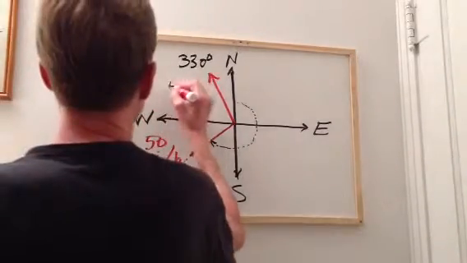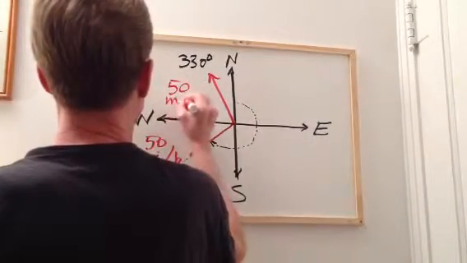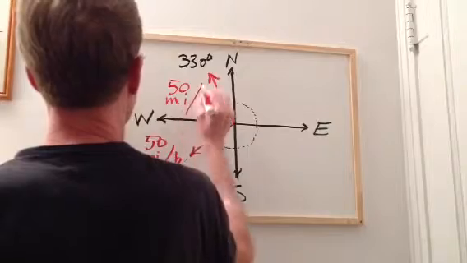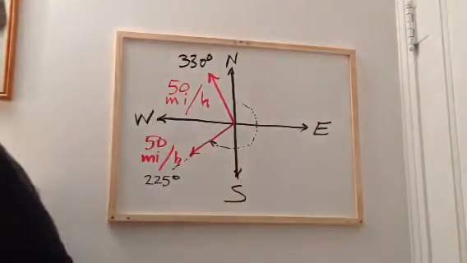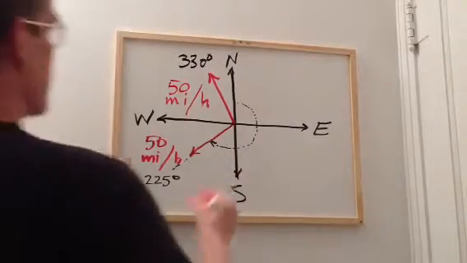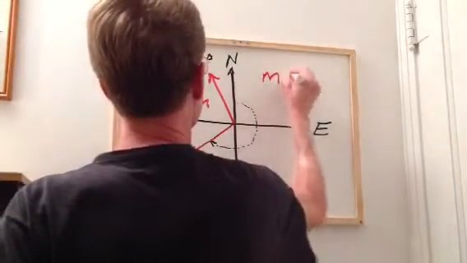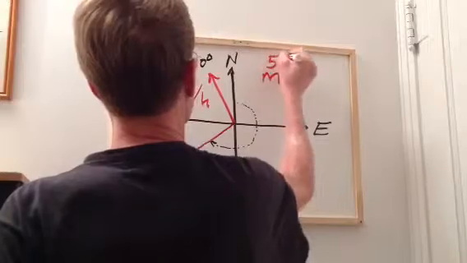50 miles an hour again. Miles is abbreviated MI, per is a slash, and hours H, miles an hour. Sometimes you'll see it written like that.